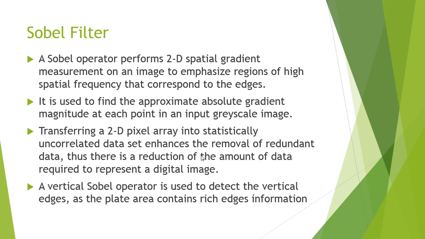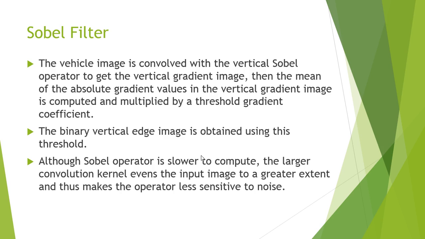A vertical Sobel operator is used to detect the vertical edges, as the plate area contains rich edge information. The vehicle image is convolved with the vertical Sobel operator to get the vertical gradient image. Then the mean of the absolute gradient values in the vertical gradient image is computed and multiplied with a threshold gradient coefficient. The binary vertical edge image is obtained using this threshold. Although the Sobel operator is slow to compute, the larger convolution kernel smooths the input image to a great extent and thus makes the operator less sensitive to noise.